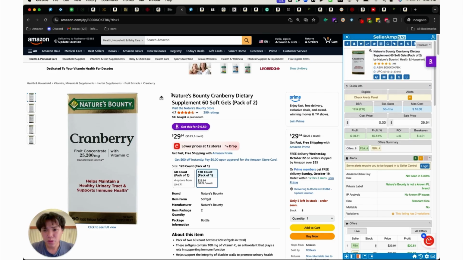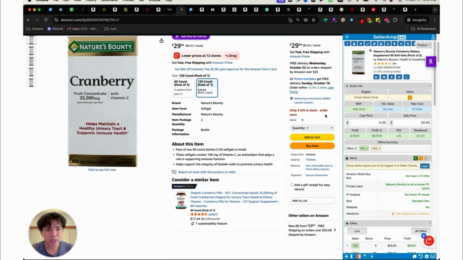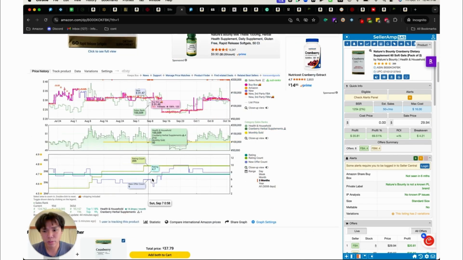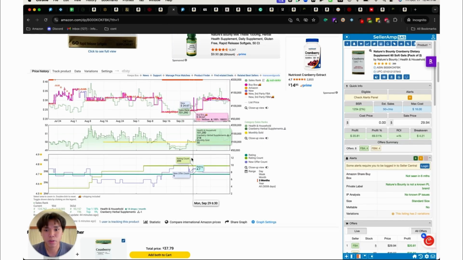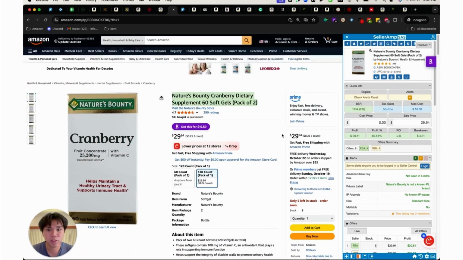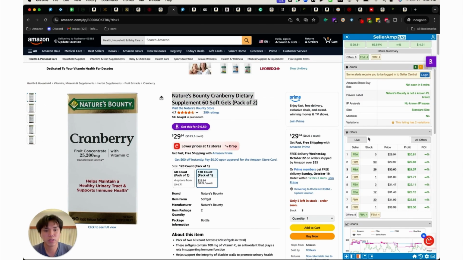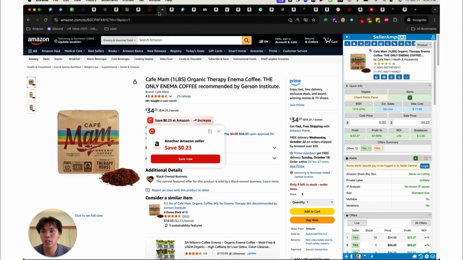Nature's Bounty, Cranberry, 50 sales a month, not great. Like I said, super blocky. 50 sales a month is not the best, but let's just see. Raw greens is not working for me, so I think this product is selling a little bit too slow anyways, but if you can get this for pretty cheap, it's still worth selling 5-10 units of this. But let's just move on for the sake of this video.